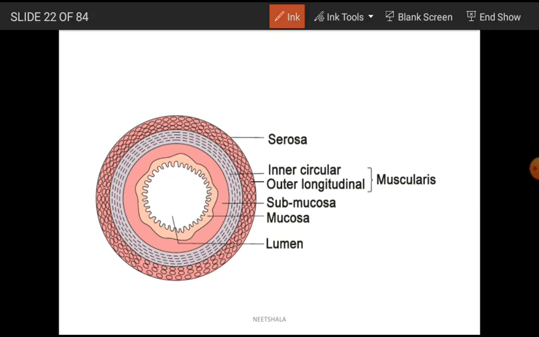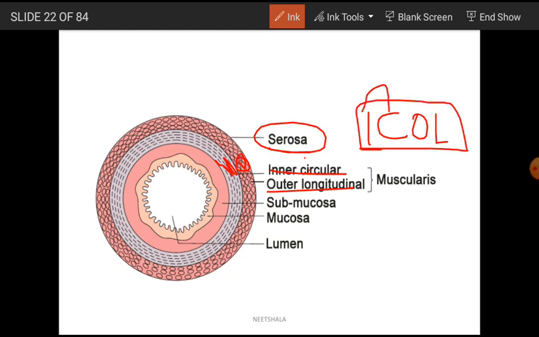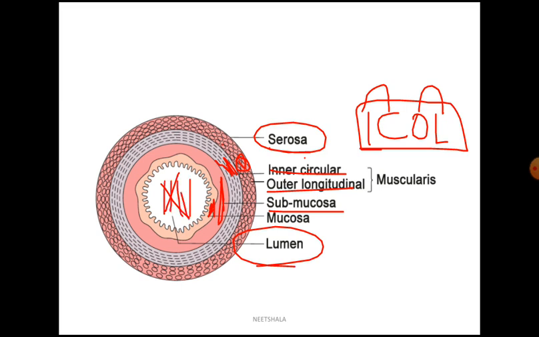This picture is very, very important. The outermost layer is marked here; it is the serosa. Next is the muscularis. You can see the inner layer of the muscularis here; this is the inner layer. The inner layer is circular. The outer layer, for labeling, is the outer longitudinal layer. So you can study it as ICOL. It's a code: inner circular, outer longitudinal. Next is the submucosa, this layer, and then comes the mucosa. And inside the mucosa, what is there? The lumen. This is the lumen. So these are the different layers of the alimentary canal.